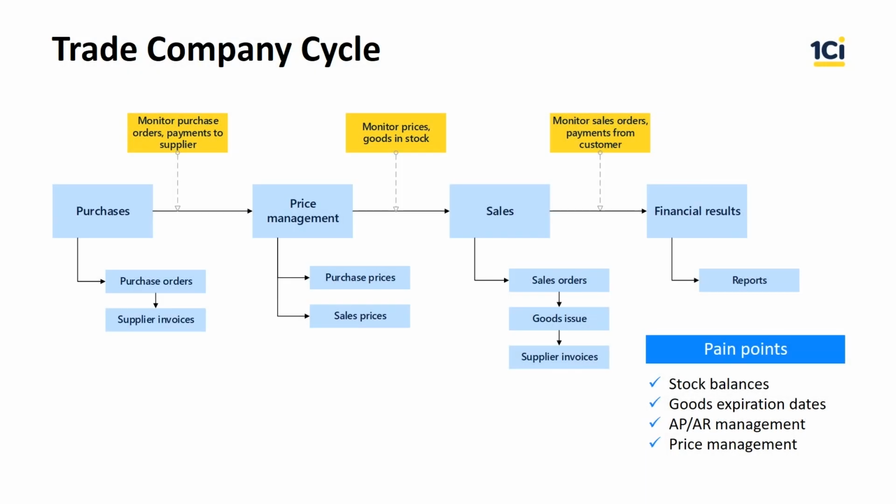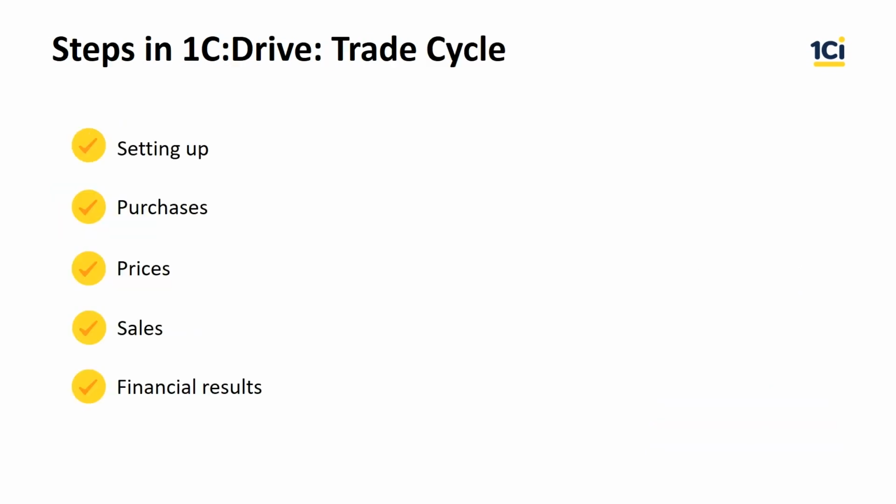Now we're gonna be discussing the trade cycle. The trade cycle consists of 4 phases: purchases, the price management, the sales, and the financial results. And after each phase, we're gonna be checking various reports. So we'll begin with the setting up.